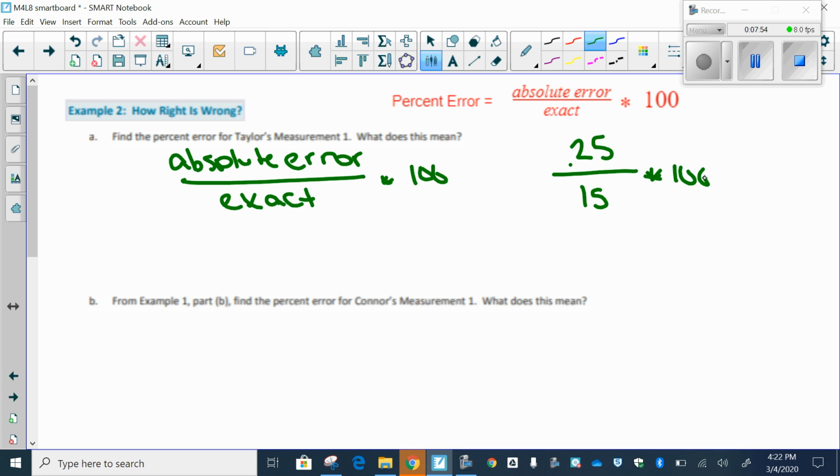So I type into my calculator 0.25 divide 15 times 100. And I get an answer of 1.6 repeated percent. What does that mean? He's off about 2%. Really small error.